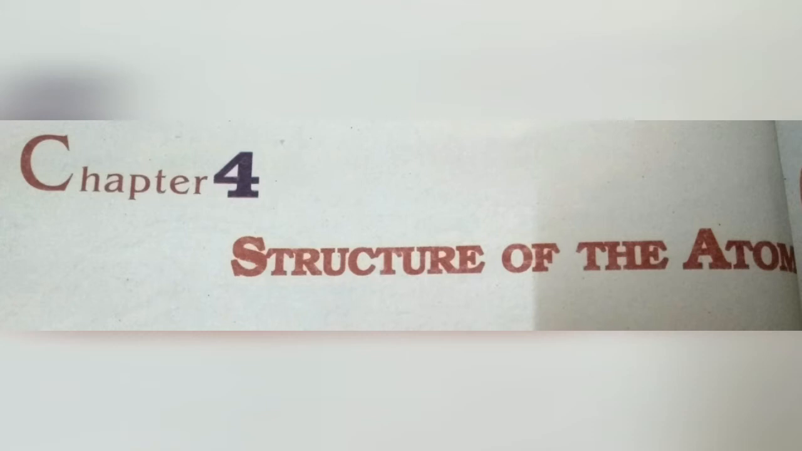You might be thinking, why not chapter number 3 first and chapter number 4 after? Chapter number 3 is Atoms and Molecules. Before we go for learning atoms and molecules, it is important to know the structure of an atom. So first we will understand the atom, and then we will go with chapter number 3, Atoms and Molecules.